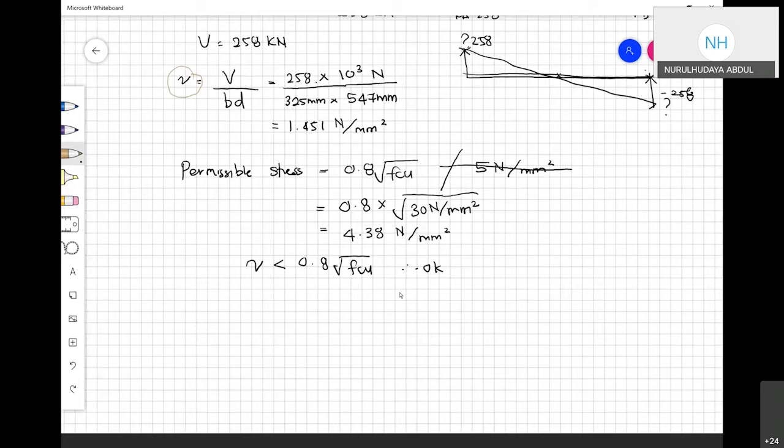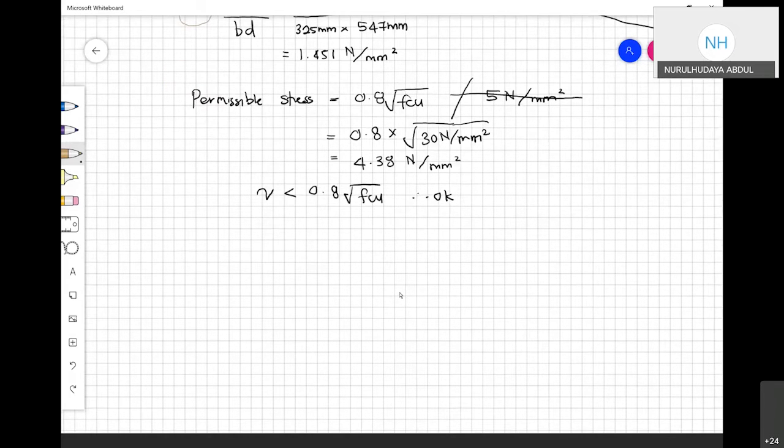After that, we want to look at the concrete shear stress. Why do we want to know the concrete shear stress? Because we want to see how much load the concrete can resist, so that for the balance it cannot resist, we can provide more support, meaning we can provide links to resist shear stress.